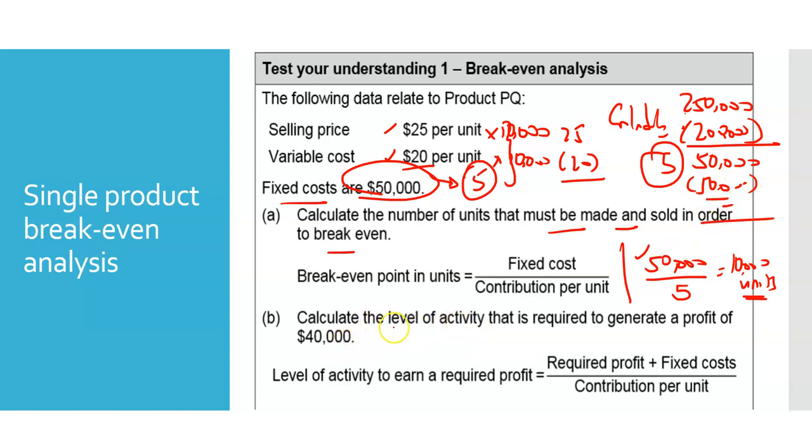Next one says calculate the level of activity to generate a profit of 40,000. So think of it like this. This is important. Once you've covered your fixed costs, right? Think about it. Imagine these were in a restaurant and you're selling meals, £25, but your variable cost is £20 per unit. That's what you've costed your variable cost, the cost of actually making a meal, like the food and potatoes and the fish, whatever it is that you're selling.